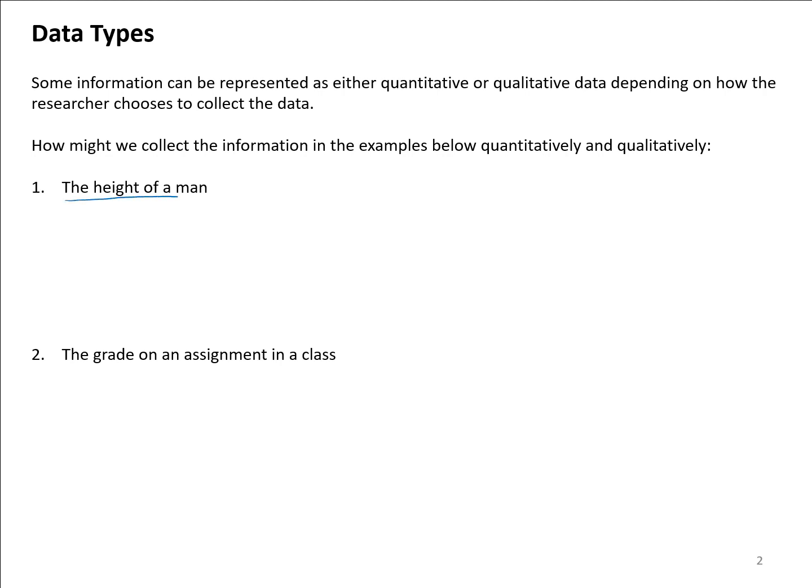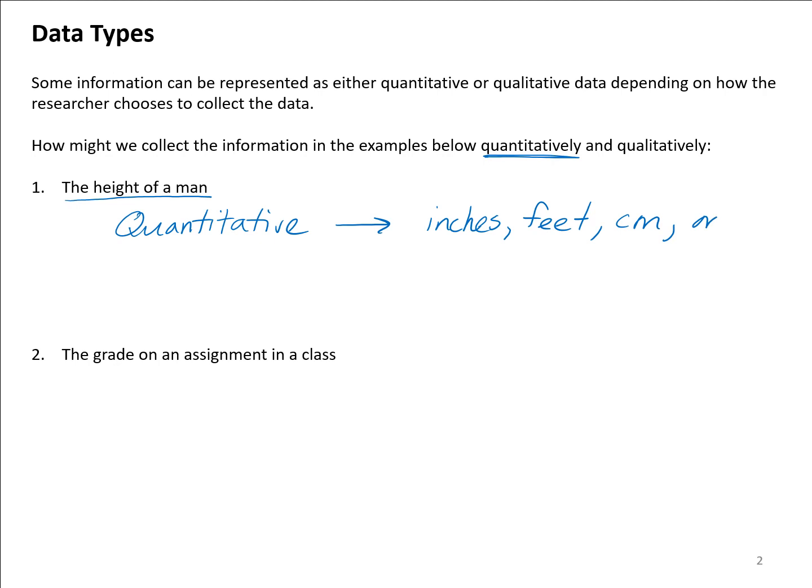Let's look at the height of a man. It would be possible to collect the height of men in two different ways. Now, probably most commonly would be with numbers, as a quantity. So if we thought about how we might collect this data in terms of quantitative data, we might collect the height of men in inches or feet, or in the metric system with centimeters or meters, but we would measure it if we were collecting it quantitatively.